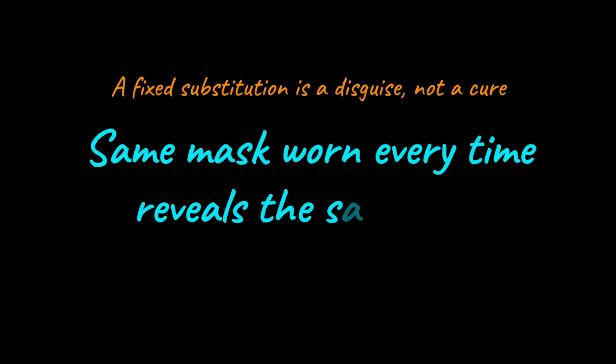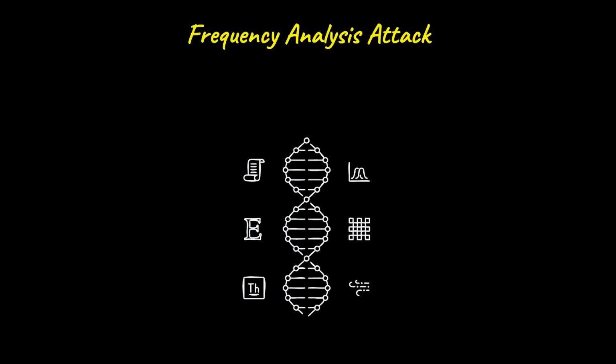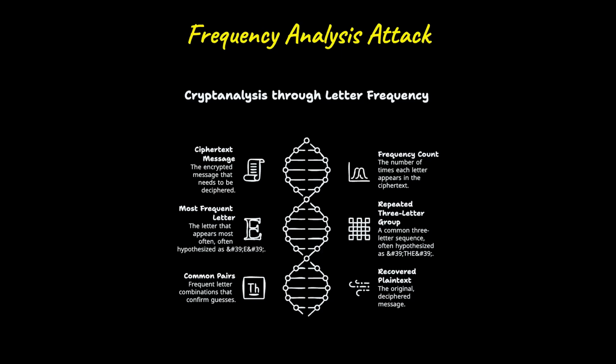A monoalphabetic cipher always maps the same plaintext letter to the same ciphertext letter, because the mapping never changes. The frequency pattern passes straight through. The disguise changes the labels, but not the statistics. An analyst simply counts. The most frequent ciphertext letter is likely E, the next likely T or A. A common three-letter group is probably "the", and pairs like "th" and "he" confirm the guesses letter by letter.